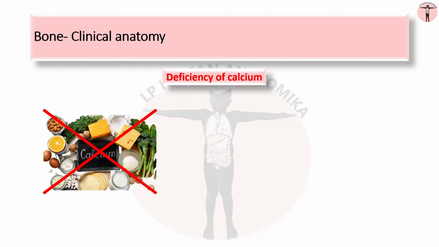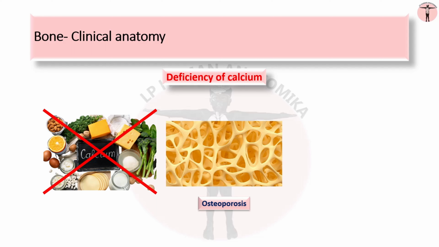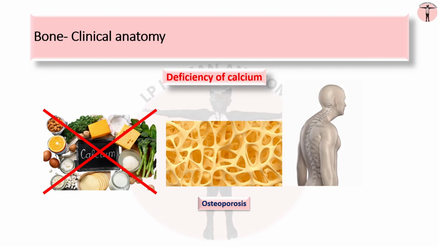Deficiency of calcium in bones in old age leads to osteoporosis, seen both in males and females. Osteoporosis refers to reduction in the quality of bone by loss of both bone mineral and protein content, resulting in porous bone. Due to osteoporosis, there is forward bending of vertebral column leading to kyphosis.